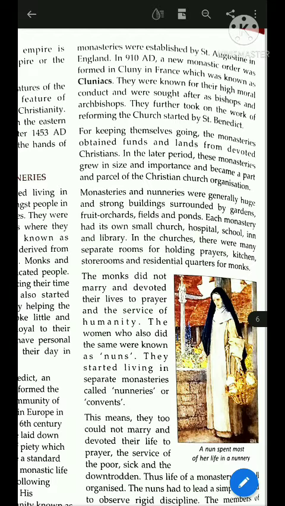These monasteries were built by Saint Augustine in England. In 910 AD, a new monastic order was formed in Cluny, a city in France, which was known as Cluniacs. These were known for their high moral conduct and were sought after bishops.